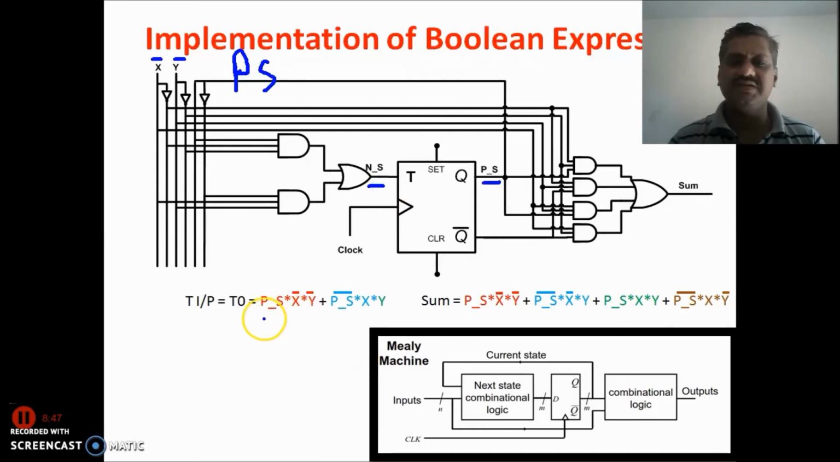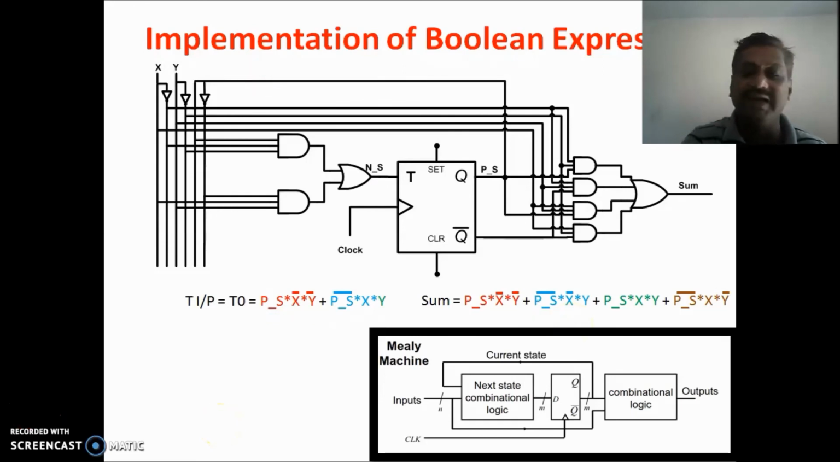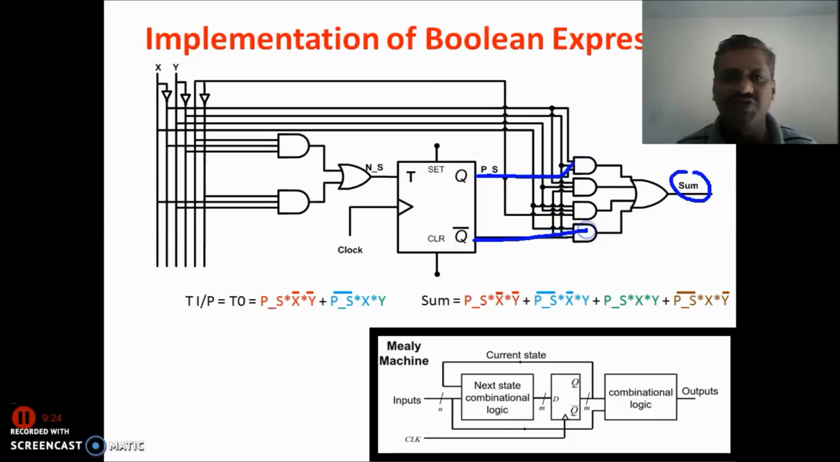Now here, this is the equation for the T input to the flip-flop, and this is the equation for the output. Means always we have the Mealy design. For Mealy design, what is the definition? The output depends on the present state of the machine as well as the input of the system. That's why this is the Mealy machine.